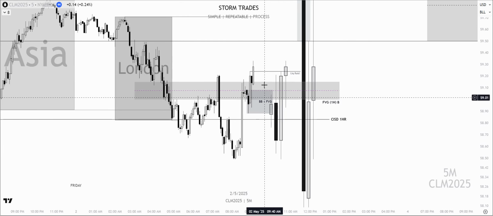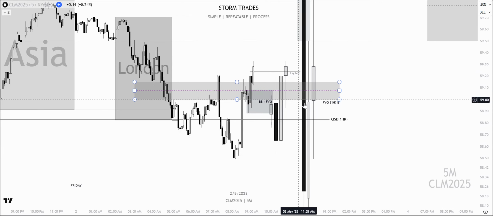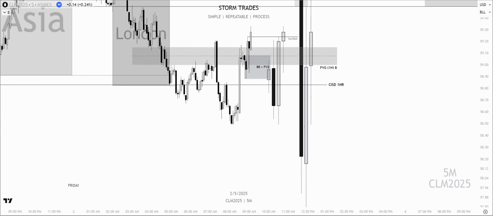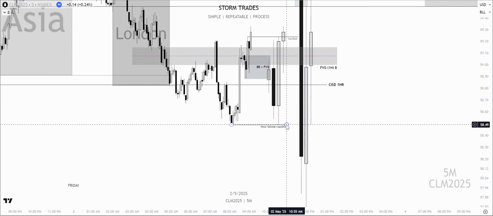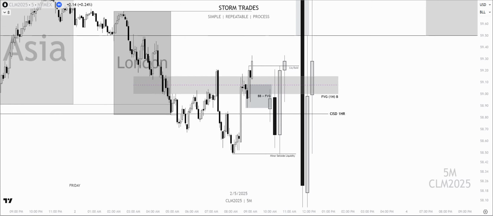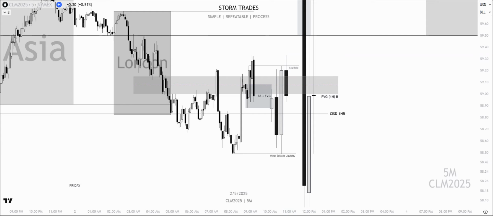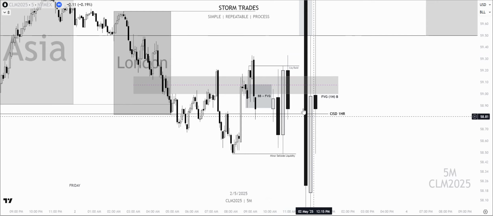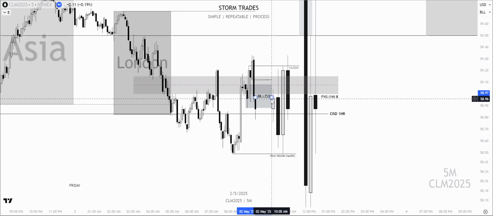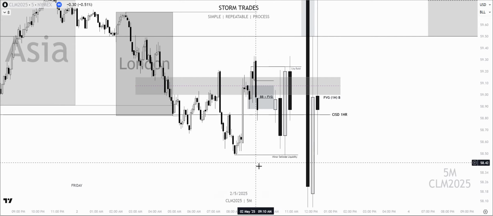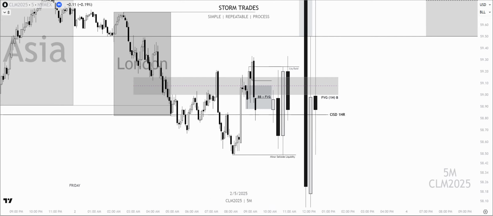And I would want to see some sort of a distribution or a displacement down through this breaker. From there, I've got some minor sell side liquidity right here. We're watching price, displacement, close below the breaker. Okay, this is actually now a unicorn because we have this fair value gap inside of the breaker. Right, this is where I sold.